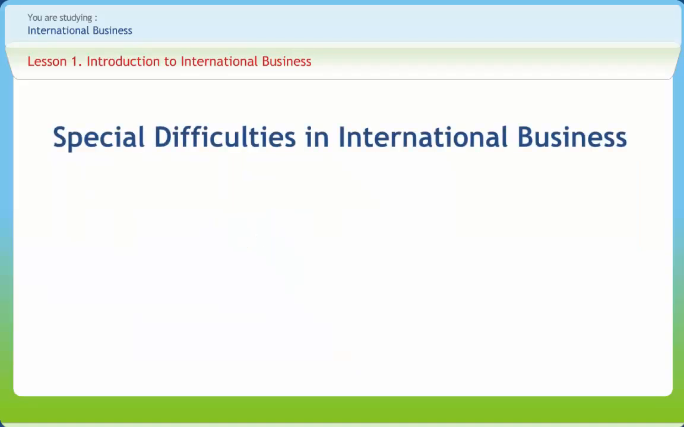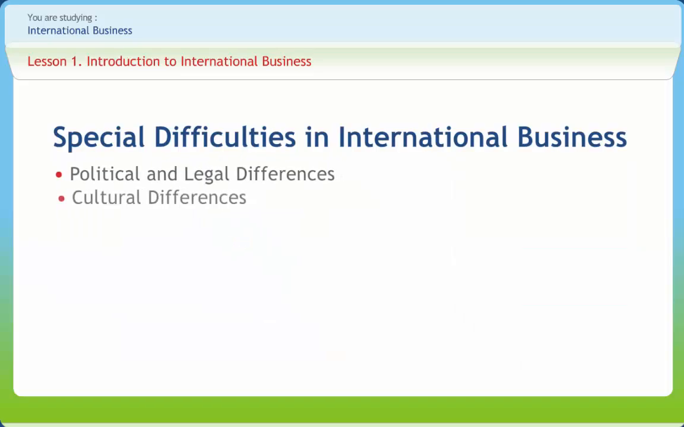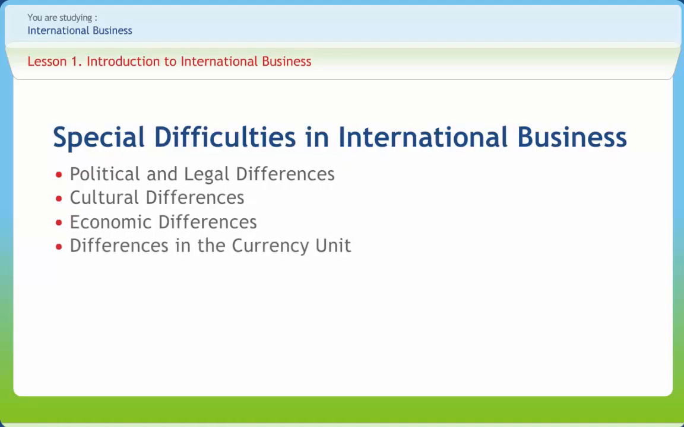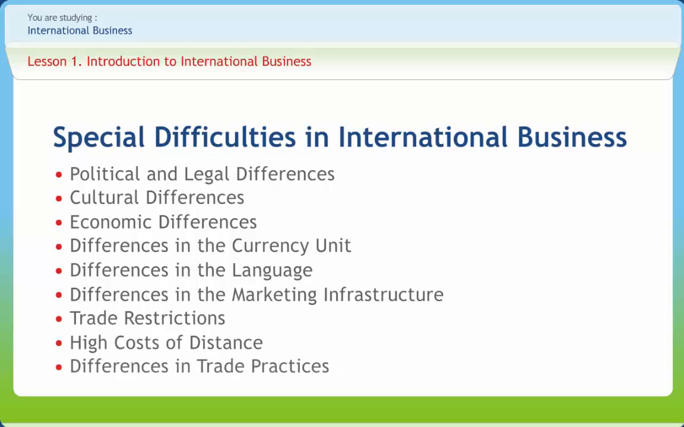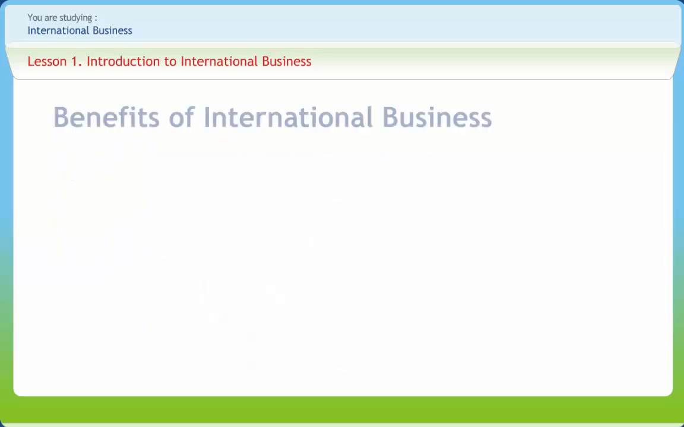The important special problems in international marketing are political and legal differences, cultural differences, economic differences, differences in the currency unit, differences in the language, differences in the marketing infrastructure, trade restrictions, high costs of distance, and differences in trade practices. International competition may not be a matter of choice when survival is at stake.